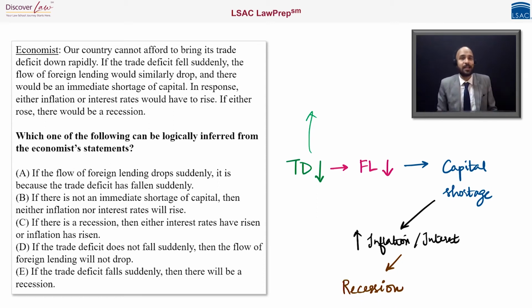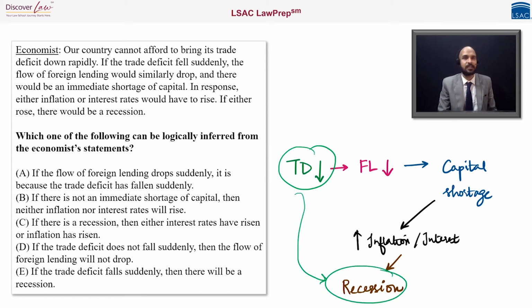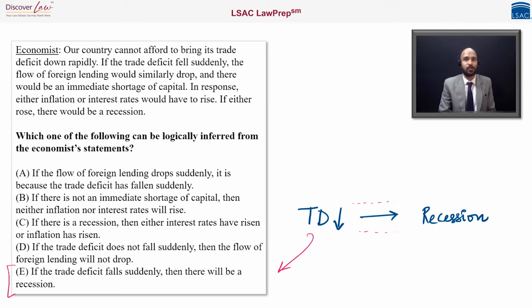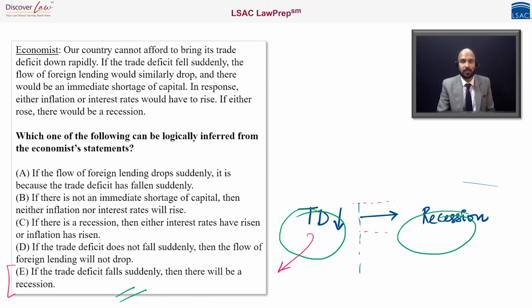Now, if you see the flow of the events that build this chain, it's very clear that this will ultimately lead to this. And if you look at the options, you can see the answer right there. If you look at option E, it gives you exactly that. If the trade deficit falls suddenly, there will be a recession. What you had in between were a number of steps that we saw, but this is definitely what we can logically infer.